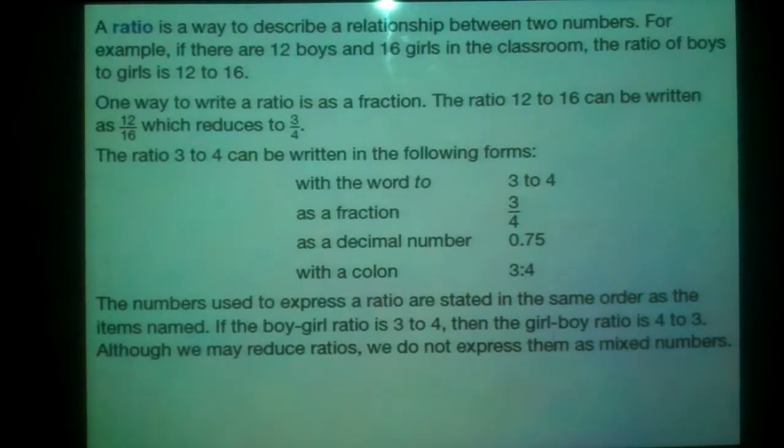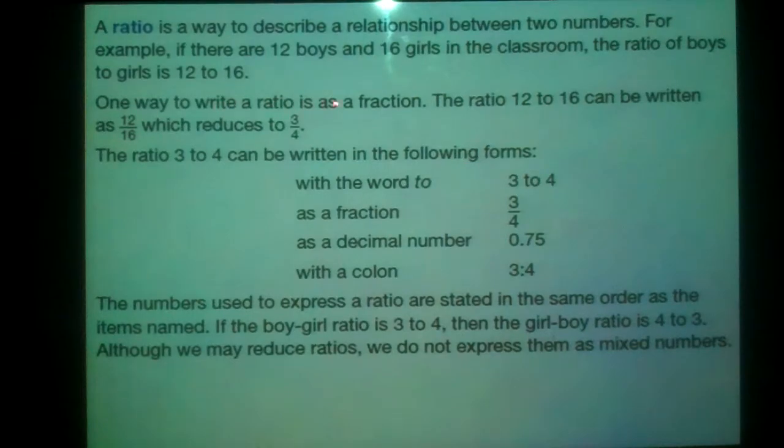So, to start off, we have this big slide here explaining what a ratio is and all the different ways that we can express a ratio. Start up here. A ratio is a way to describe a relationship between two numbers. So a ratio is in between two numbers and we're relating them somehow. For example, if there are 12 boys and 16 girls in the classroom, the ratio of boys to girls is 12 to 16.